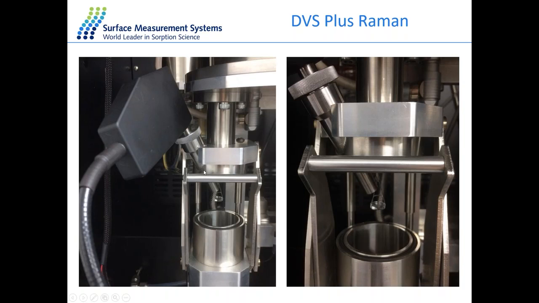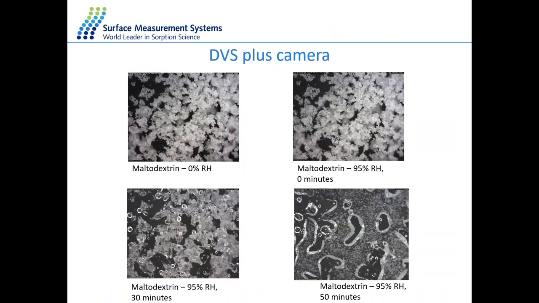So what we are doing here is taking screenshots of the sample from the bottom and collecting Raman spectra from the sample at the top. And what we can do is have the system automatically collect Raman spectra and automatically collect camera shots of the sample over time. So we can follow morphological change and we can follow structural change, both with DVS and also with camera and Raman. So to give you an idea of what a camera shot will look like.